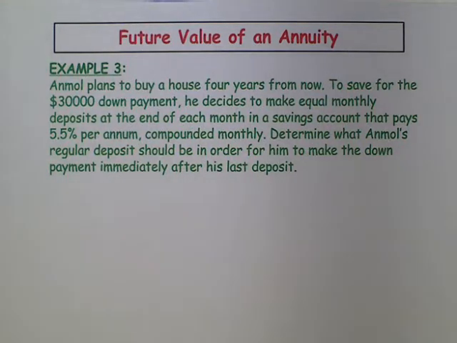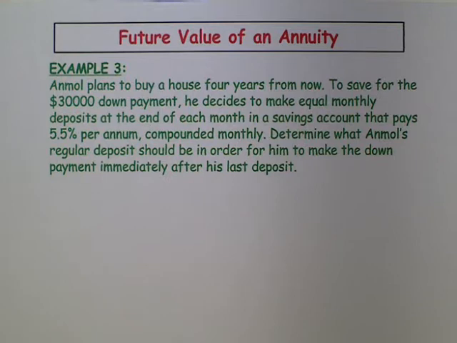Last question. It says, Animal plans to buy a house 4 years from now. In order to save for the $30,000 down payment of the house, he decides to make equal monthly payments at the end of each month in a savings account that pays 5.5% per annum, compounded monthly. Determine what Animal's regular deposit should be in order for him to make the down payment immediately after his last deposit.